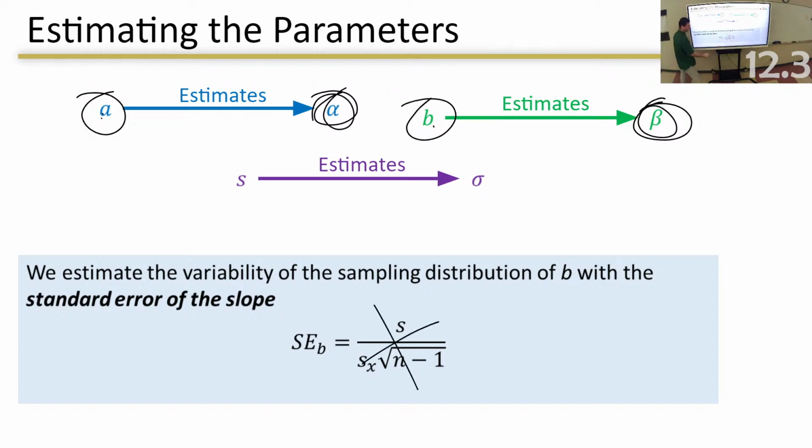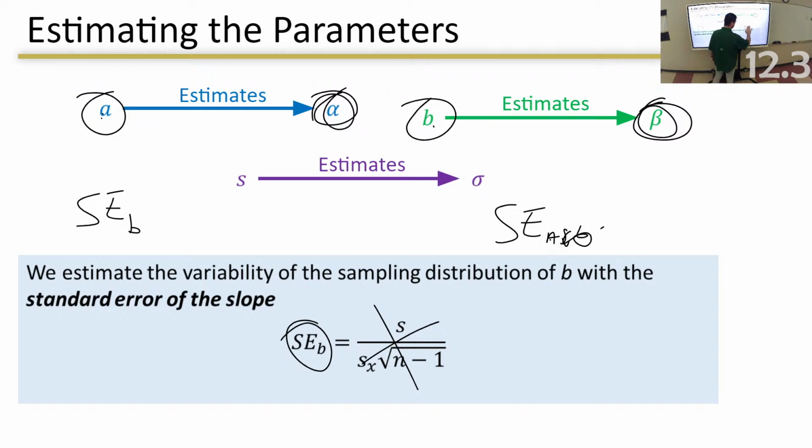You don't need to know that formula, but you need to know that notation. That's the standard error. And when they put the B, it's the standard error of the slope. If they wanted the standard error of the y-intercept, they'll put a lowercase A.